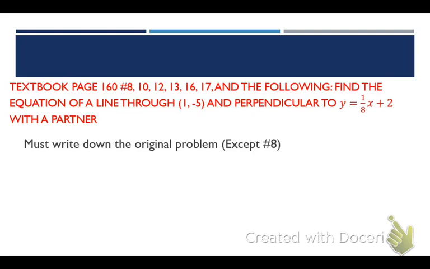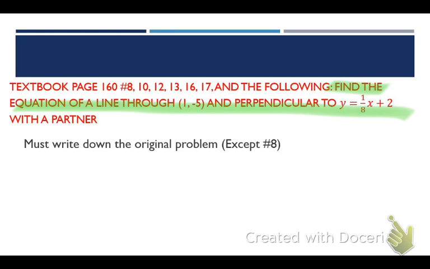We are going to do an assignment. You're actually going to work with a partner. You can go ahead and take out a sheet of paper. There are 7 total problems. 6 of them are in your textbook. You do need to write down the original problem, except for number 8. You'll see why when you see number 8. And then the 7th problem, I have written here.